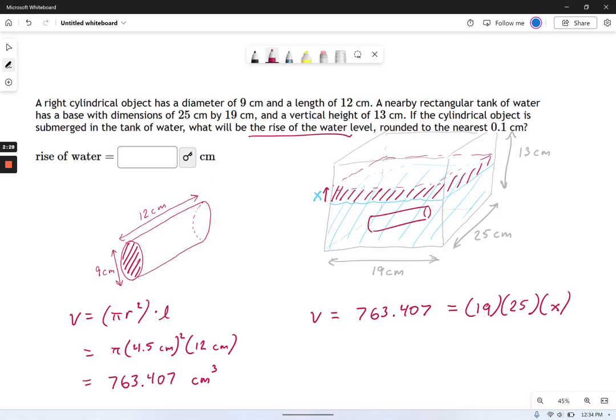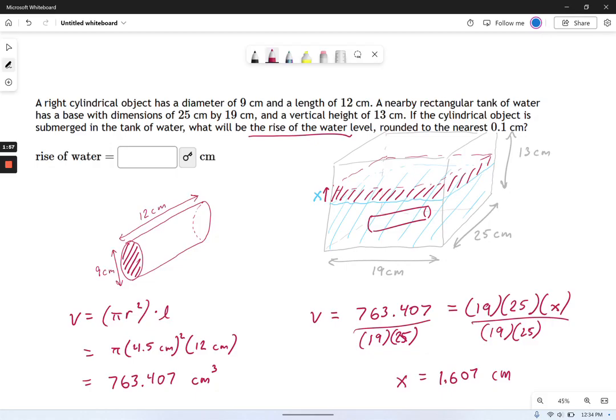So look at this, we've got an equation here, and all we have to do is divide both sides of this by 19 and by 25, and we are going to figure out the height that the water in the tank rises by. So 763 divided by 19 divided by 25. Okay, x, the rise of the water level, is 1.607 centimeters.